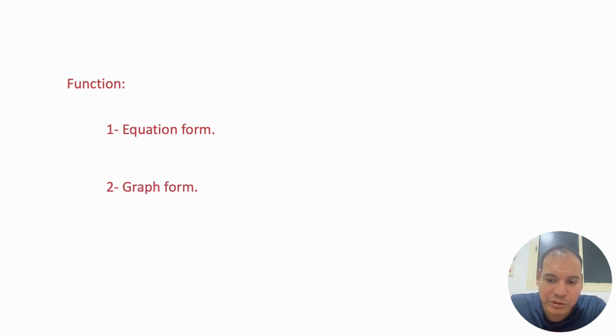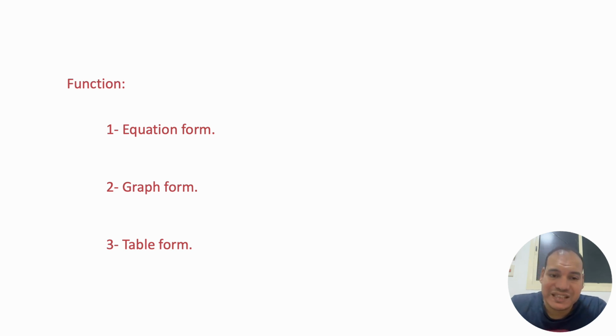We studied functions before, and we learned that a function has three forms. What are they? A function could be in equation form, graph form, or table form. These are the three forms of a function that we talked about before.